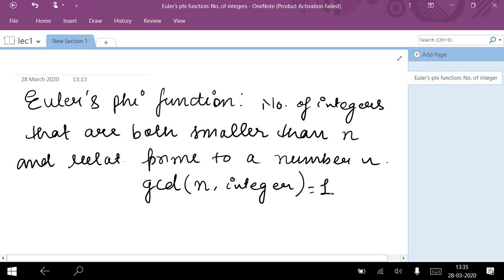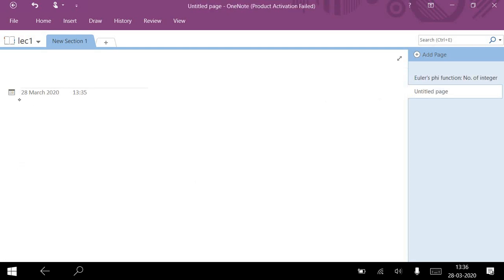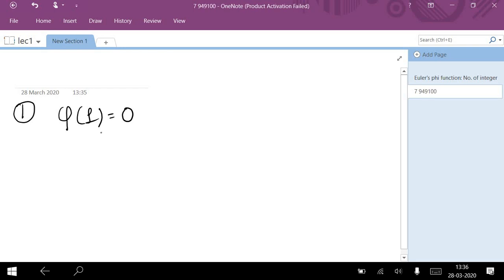So that is the Euler phi function. It will be denoted by phi, and this is the value of an integer, that is n, and this is a. So this is the number of integers that are both smaller than this value and which are relatively prime to this value. Euler's phi function has four equations. The first one is Euler function of 1 equal to 0, meaning we have to find those integers which are less than the value of 1 and the GCD of that integer and 1 should be equal to 1.